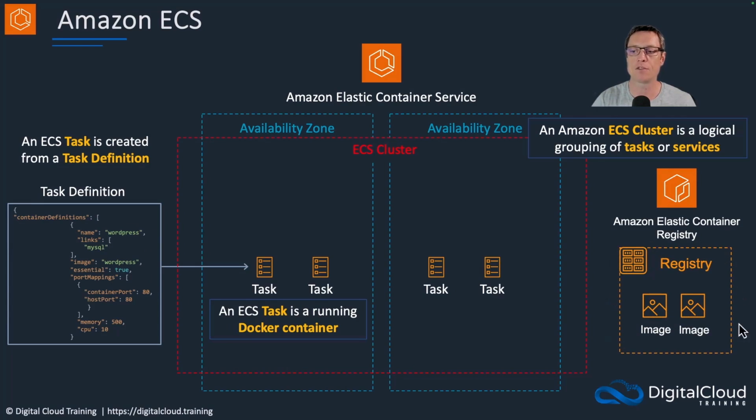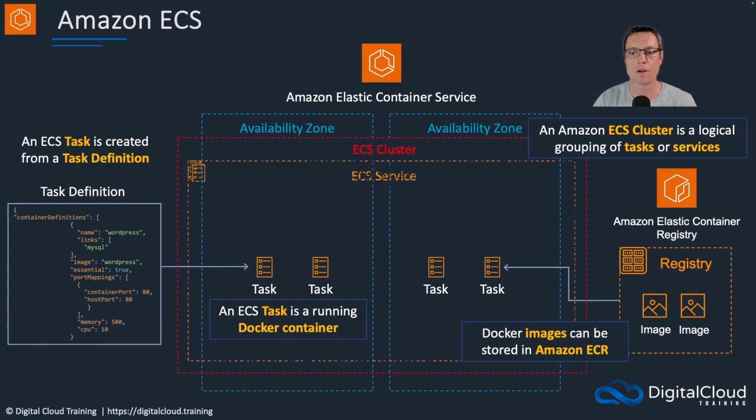The image is stored in a registry, such as the Amazon Elastic Container Registry. So when we start up our task, it's going to pull the image from the Elastic Container Registry based on what's defined in the task definition. So we can store our images in ECR. Also, they can be in other repositories like Docker Hub as well.